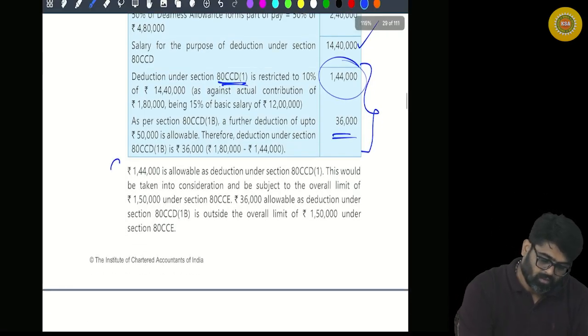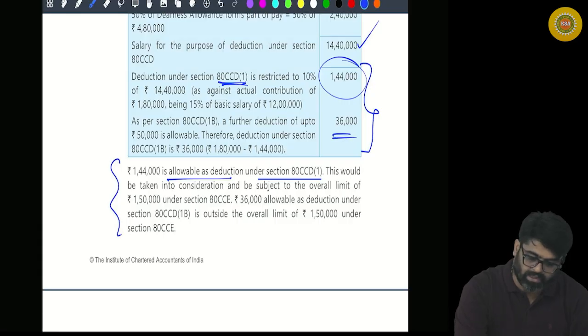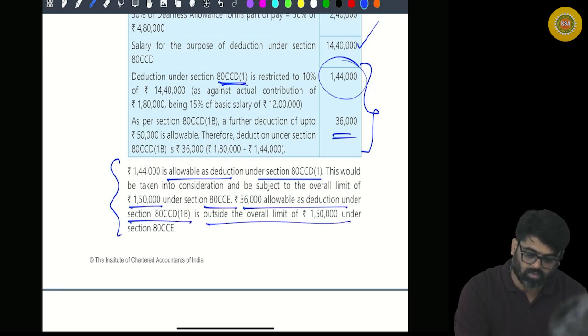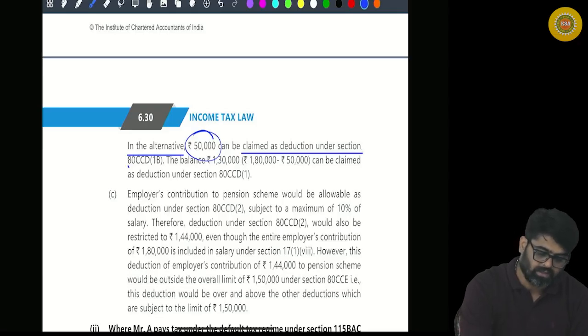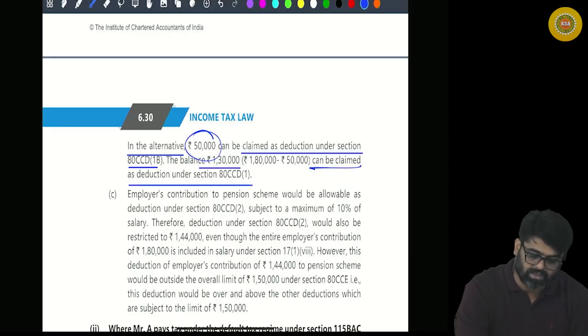Yes or no? But see, 1,44,000 is allowable as deduction under CCD1. This would be taken into consideration and be subjected to overall limit of 1,50,000 under CCE. 36,000 allowable as a deduction under CCD1B is outside the overall limit of 1,50,000. Now in the alternative, 50,000 can be claimed as deduction under section CCD1B and the balance 1,30,000 can be claimed as a deduction under section CCD1.